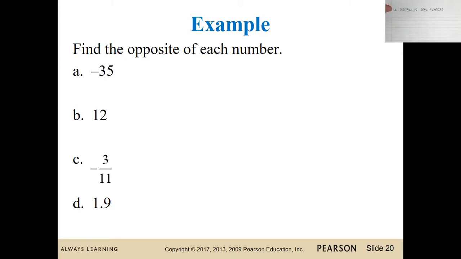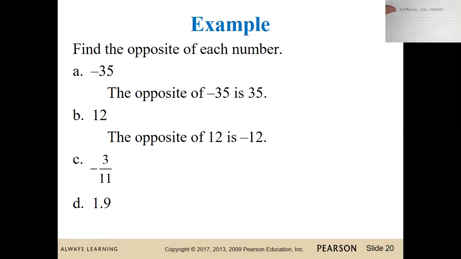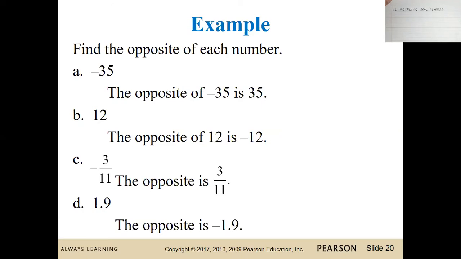So for example, what's the opposite of negative 35? You would say positive 35. What's the opposite of positive 12? You would say negative 12. See the difference between opposites, and remember our absolute value is different. Absolute value will always be positive, but for opposite you always just find the different sign. If you look at C, you'll see negative 3 over 11. The opposite of that would be positive 3 over 11. And we don't do much with decimals right now, but the opposite of positive 1.9 would be negative 1.9.